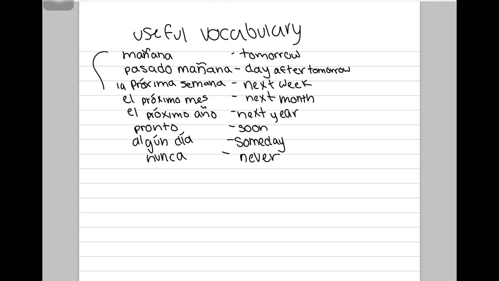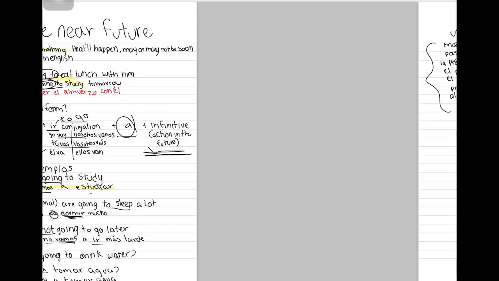These are just useful words that can help you make your Spanish better and help you get more complex sentences than just saying that.